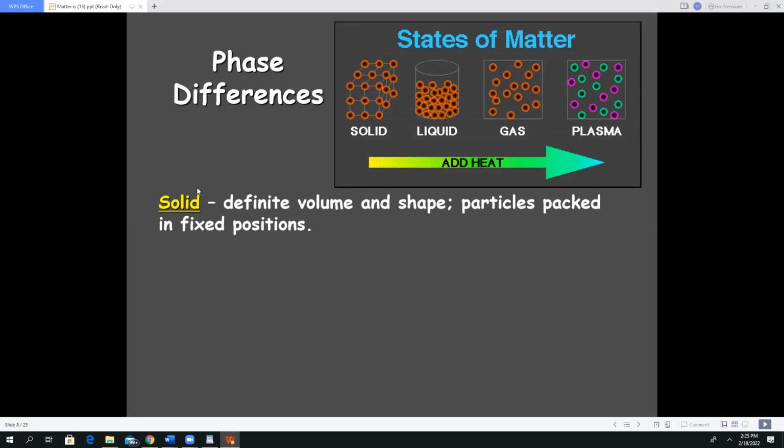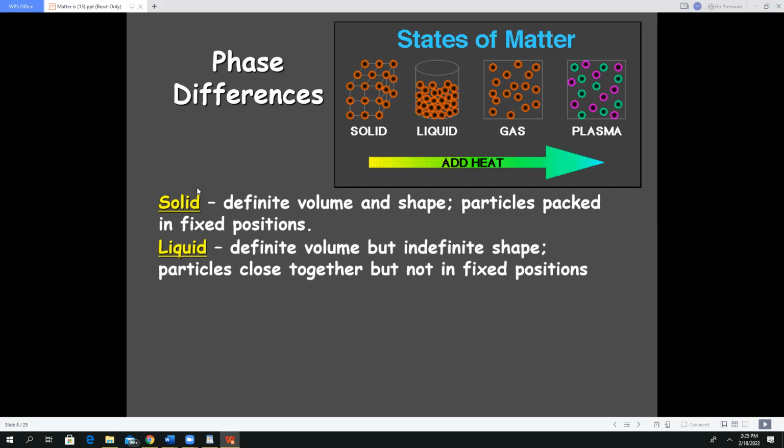Okay, a solid has definite volume and definite shape. The particles are packed and they're in fixed positions so that all they can do is really vibrate. Another difference here is that a solid has an upper surface, right? You can put something on a solid.